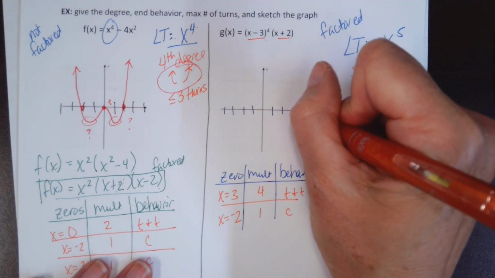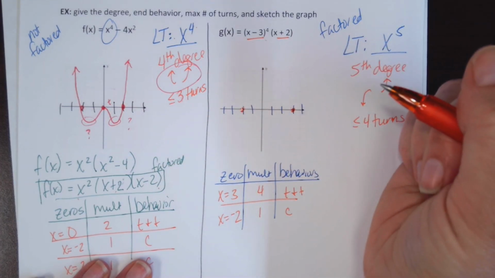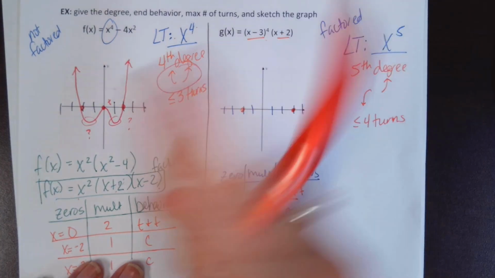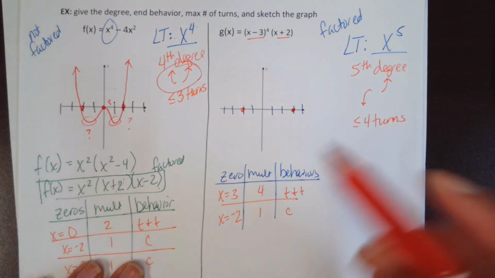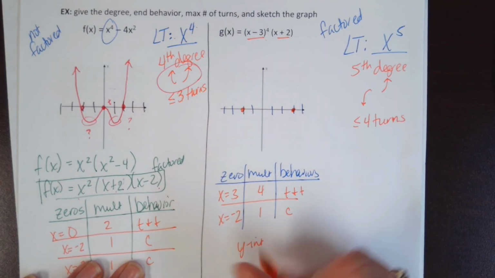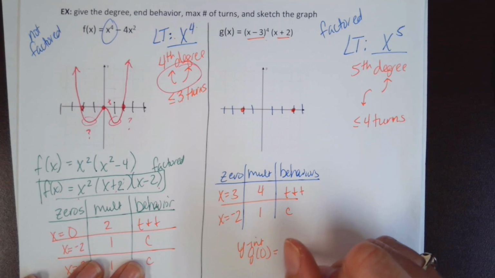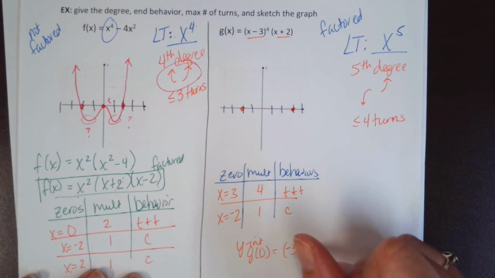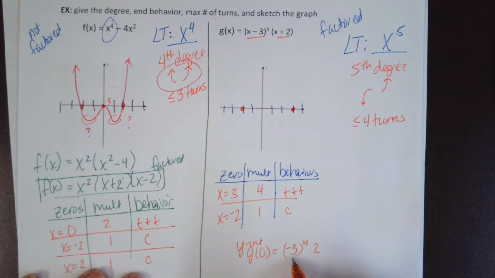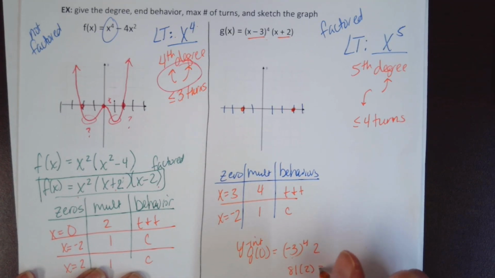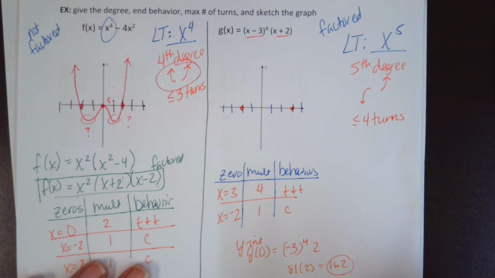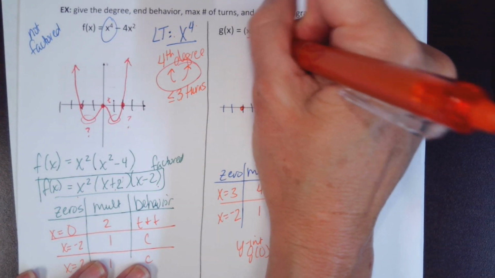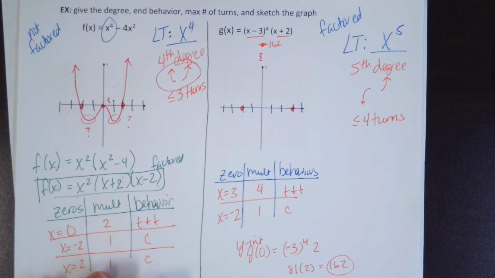I have an intercept at 3. I have an intercept at negative 2. Ooh, I need to work out my y-intercept here. My y-intercept here was at 0. But for here, my y-intercept, g of 0, is going to be negative 3 to the 4th times 2. That's going to be positive. Negative 3 to the 4th power is 81 times 2 is 162. So once again, we have climbed way up there, 162.